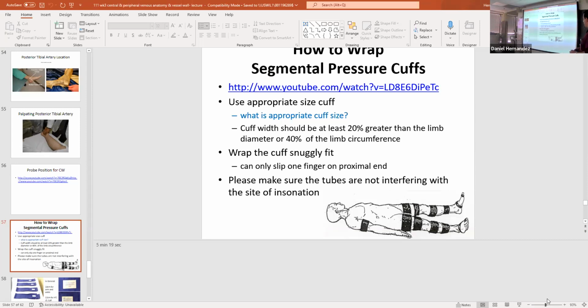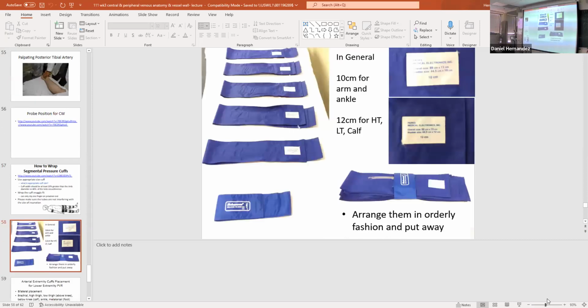You want to make sure the tubes are not interfering with any of the insonation sites where we're listening. Particularly with the ankle cuffs, try to raise it up a little bit to give you some room to listen for that posterior tibial pulse. In general, we have 10 centimeter cuffs for the arm and ankle, and 12 centimeter for the high thigh, low thigh, and calf.